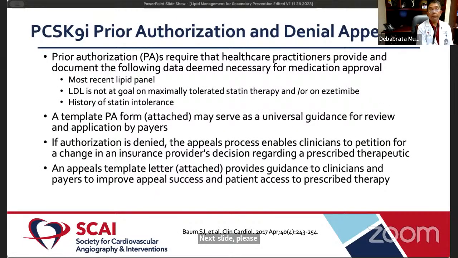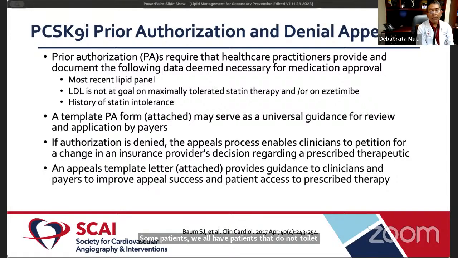PCSK9 inhibitors are expensive. They do need prior authorization and denial appeal. Prior authorization required that healthcare practitioners provide and document the following data for medication approval. Insurance companies will ask for their most recent lipid panel. You have to document that they are not at goal LDL despite maximally tolerated statin with plus minus ezetimibe. And I want to clarify, maximally tolerated statin therapy sometimes can be zero statin. Some patients, we all have patients that do not tolerate any statin, even in the lowest dose.